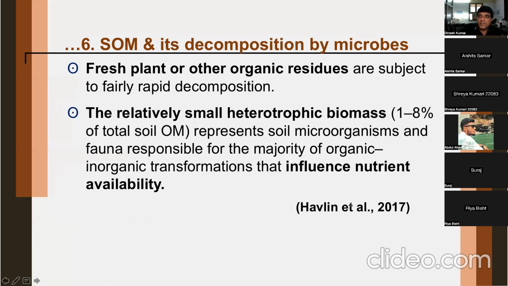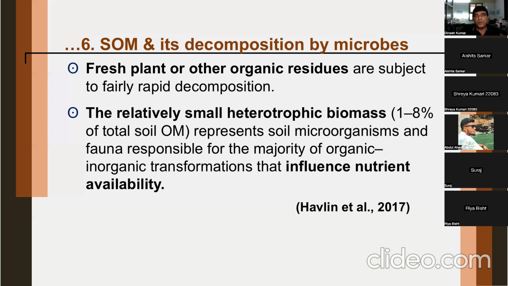Fresh plant or other organic residues are subject to fairly rapid decomposition. Why rapid decomposition? Because they are rich in water, their moisture content is high. So organisms which attack these freshly added matter like to get some moisture also, besides getting nutrients. And also chemical degradation is faster. Relatively small heterotrophic biomass, 1 to 8% of total soil organic matter, represents soil microbes and fauna responsible for the majority of inorganic transformation that influence nutrient availability.